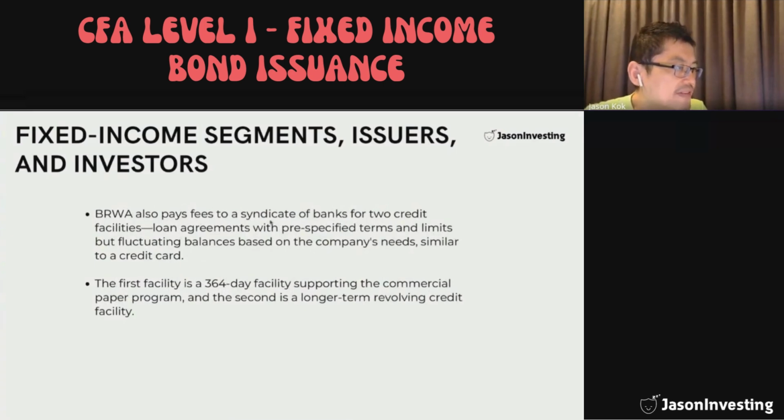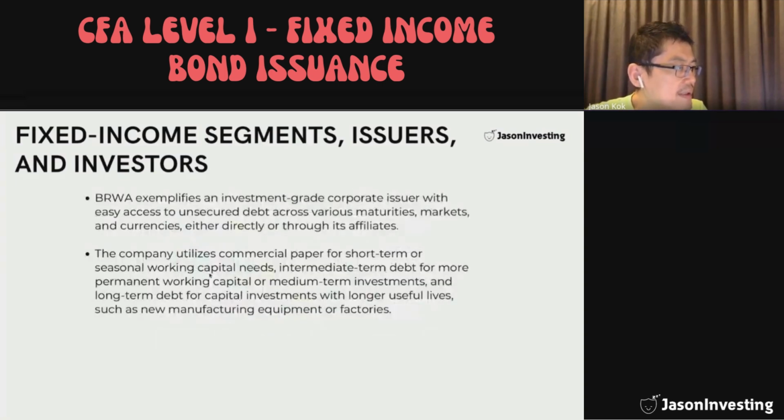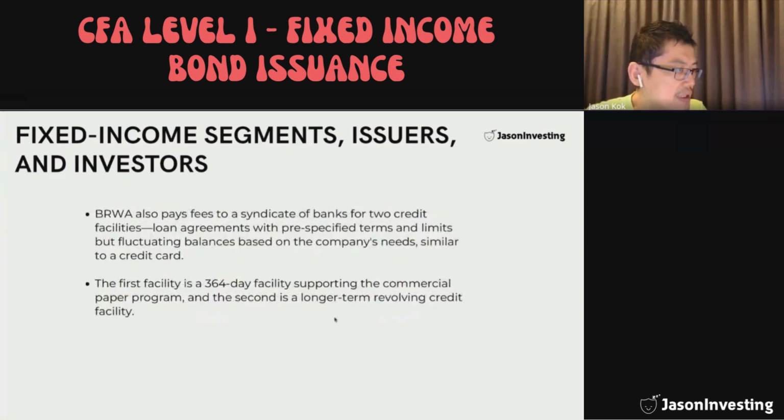BRWA also pays fees to a syndicate of banks for credit facilities, such as loan agreements with pre-specified terms and limits, but fluctuating balances based on the company needs, similar to a credit card. Okay, this part about credit facilities we will cover in later slides. So there's two facilities here. Okay, the first facility is, so back to we're talking about this 150-day commercial paper and unsecured 364-day facility. So this is just an example of a fictional company.